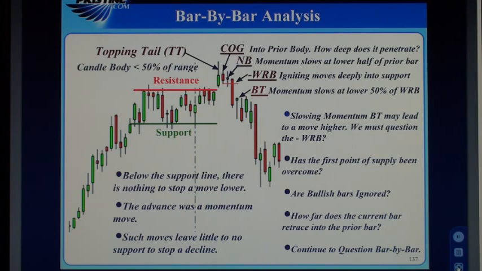It still doesn't happen. We get a narrow body bar, momentum is slowing, and it's in the lower half of the prior bar. Also notice it takes out the low of the bearish changing of the guard, which was our first reference point of support.